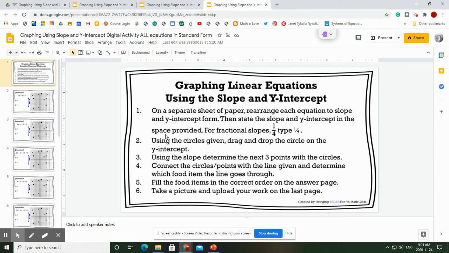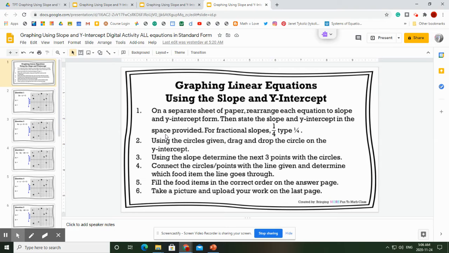So it says on a separate sheet of paper. So this is one where it's in standard form. It's slightly adjusted for each worksheet. On a separate sheet of paper, rearrange each equation to slope and y-intercept form. Then they state the slope and y-intercept in the space provided.